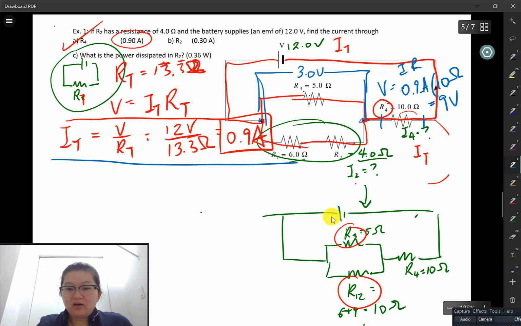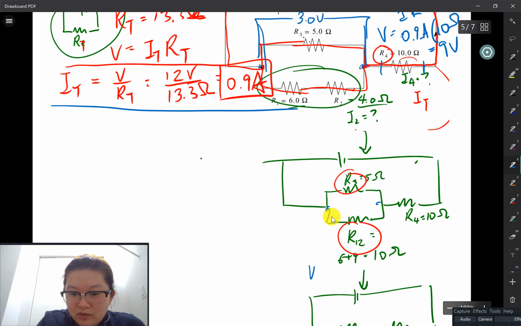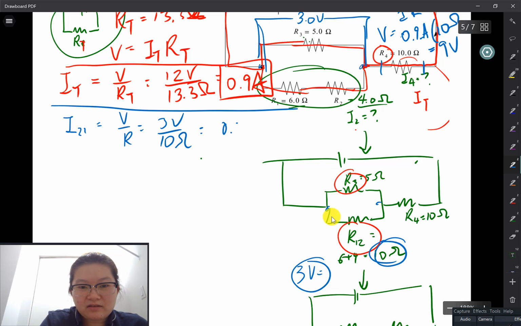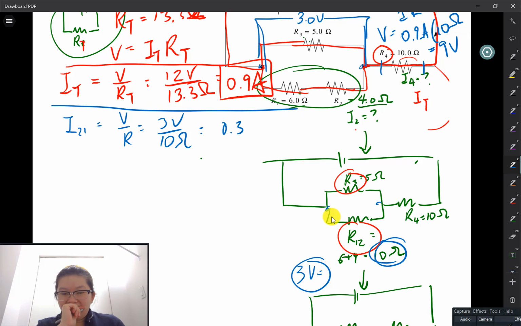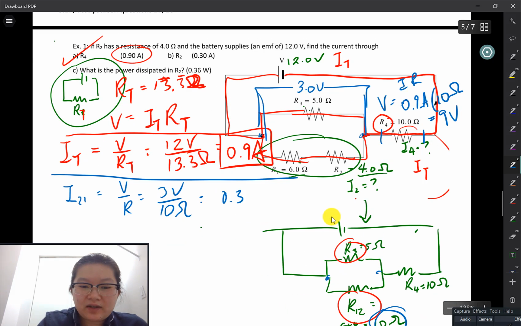To find the current now, since we know the potential drop here, which is going to be 3 volts, then we can use the 10 ohms with the 3 volts to figure out the current. So the current across R2 and R1 is going to be V over R, 3 volts over 10 ohms, and that's going to be 0.3. How many sig figs? 2 sig figs. So 0.3 amps.